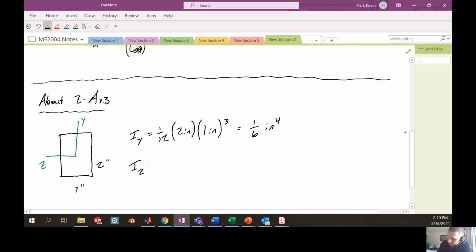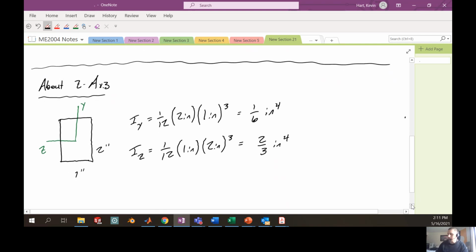Now, similarly, for z, you can go through the same concept: 1/12 base times height cubed. So this will be 1 inch times the height, 2 inches cubed. In this case, we're going to have 8 on 12, or 2/3 inches to the 4th. You can write it in decimal form if you want, but when it's this easy with fractions, I'll just keep it in fraction form. All right, so these will come into play later.